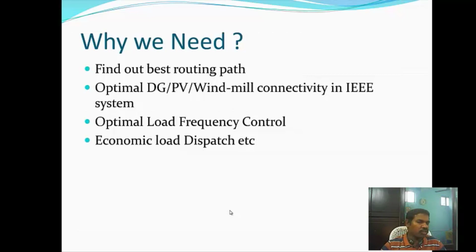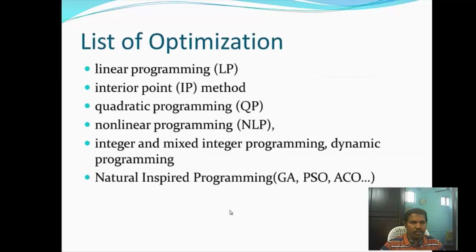Optimization is also very important because when you go for AI, artificial intelligence, there also we need different types of optimization. Already many optimization methods are available for training purposes or clustering purposes. Okay, so next we need to identify the best list of optimization.